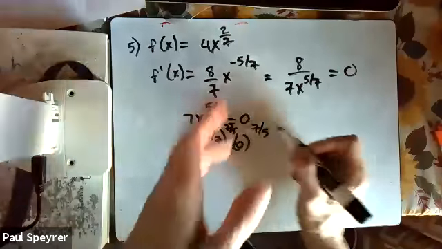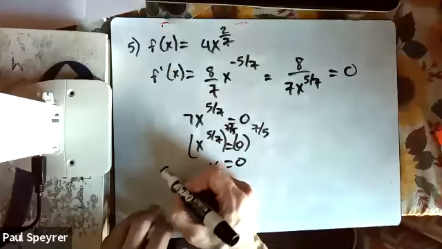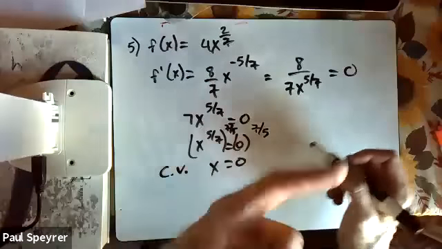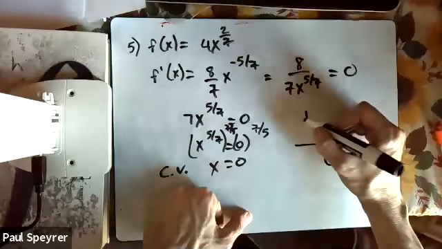But what's 0 to the 7/5? It's just 0, right? So that's a critical value. That's the only critical value. So again, just 2 regions like the last one.